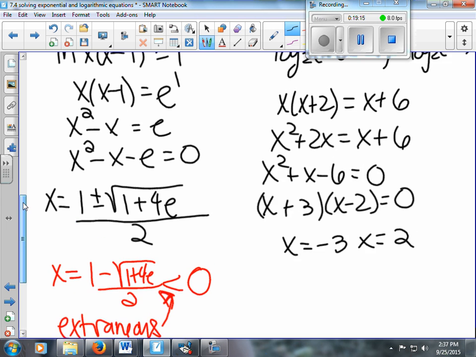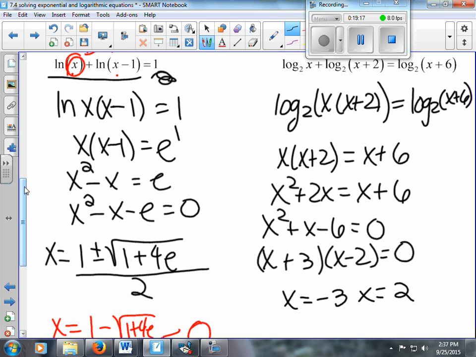The last thing we're going to do is check and make sure that those are not extraneous, and one of them is extraneous. Which one? Circle the only answer and your notes are finished.